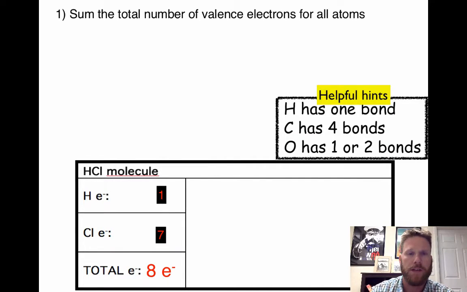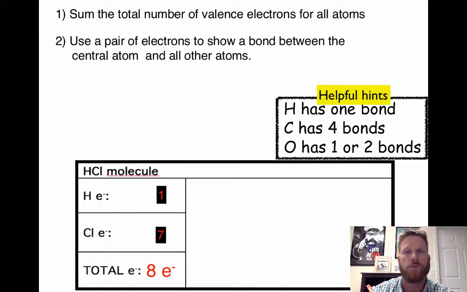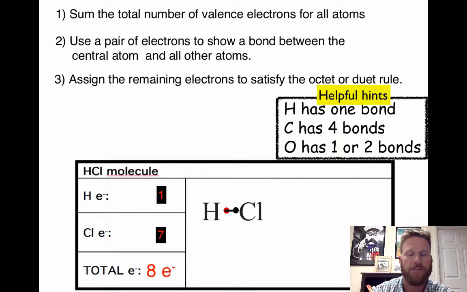So the next step then is to represent a pair of electrons with a bond from the central atom to the other atoms. The central atom is usually the first element listed in the formula, except for when the first element listed is hydrogen. So in this case, chlorine is actually our central atom. We're going to draw a bond from the chlorine to the hydrogen. That bond represents 2 electrons: 1 electron from hydrogen, 1 electron from chlorine. So we've assigned 2 electrons, and we still have 6 left to assign.